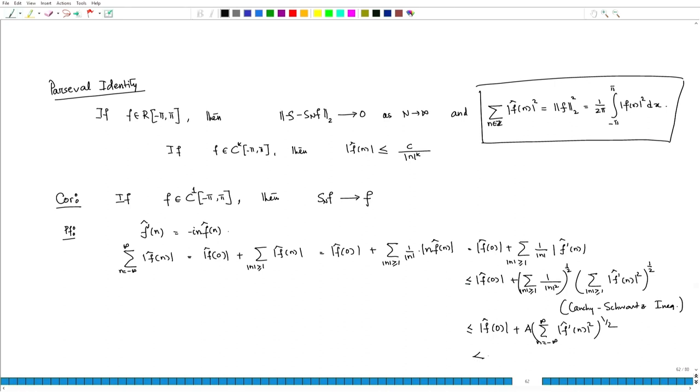And essentially the last term is the L2 norm of f prime, which is finite because it is a continuous function. So this is finite, therefore the Fourier series converges absolutely. Hence, by Fejér's theorem, S_N f converges to f for all x. In fact, the convergence is uniform.